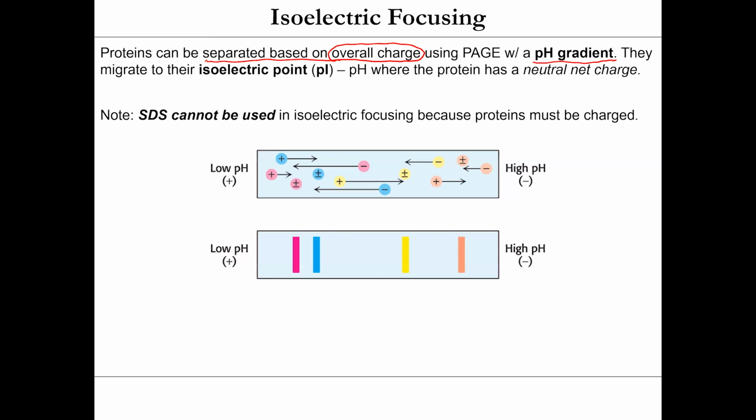So they'll migrate to their isoelectric point, or their pI, which is the point where the protein has a net zero charge, and then it's not going to migrate any more, or a net neutral charge, sorry. And one note with isoelectric focusing, SDS cannot be used in isoelectric focusing because the proteins have to be charged. And of course, SDS both denatures and gives all the proteins a homogeneous negative charge across the sample.